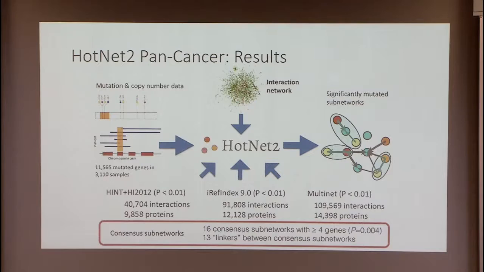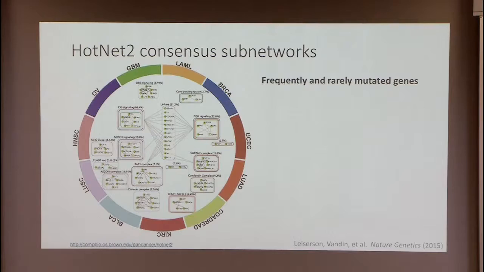Here's the pretty picture that ended up, unfortunately, not in Nature, so I was wrong, but it didn't appear. And this nice circle diagram showing you each of the subnetworks. You can't really read any of this, but they're arranged in the circle according to the cancer types they're enriched in.